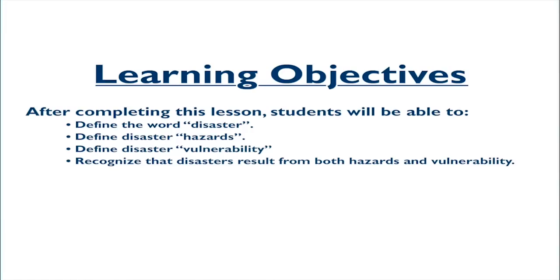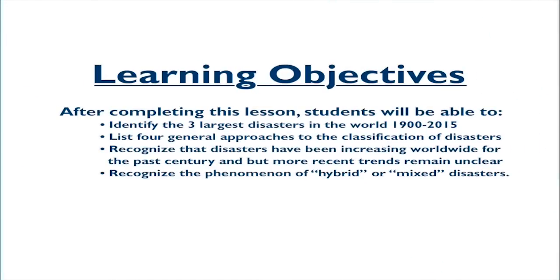After completing this lesson, students will be able to define the word disaster, define disaster hazards, define disaster vulnerability, and recognize that disasters result from both hazards and vulnerability. The student should also be able to identify the three largest disasters in the world between 1900 and 2015, to be able to list the four general approaches to the classification of disasters, recognize that disasters have been increasing worldwide for the past century, but more recent trends remain unclear, and then finally to recognize the phenomenon of hybrid or mixed disasters.